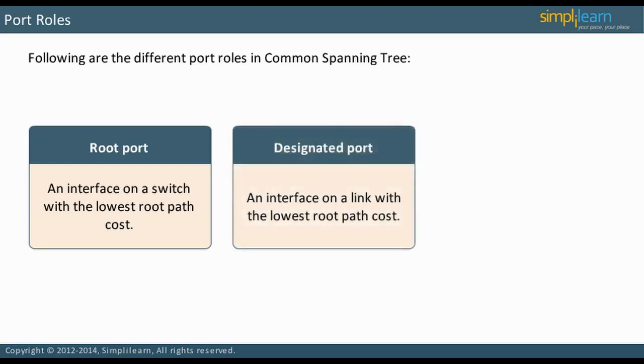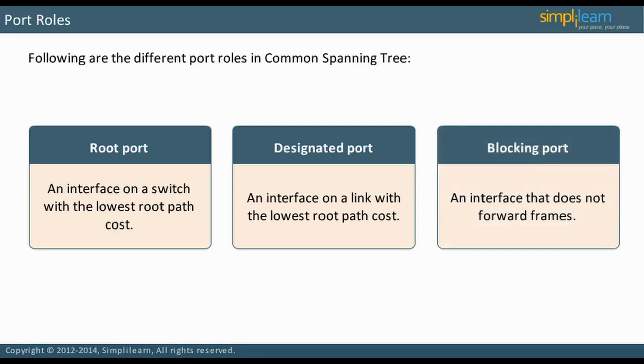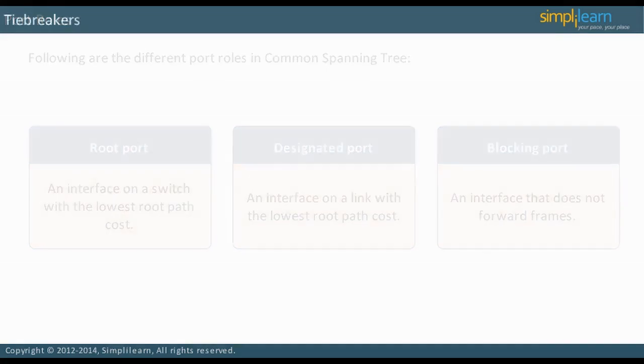A designated port is the interface on a link with the lowest root path cost. Now, the whole switch is not considered here, but the link. That is, the connection between an interface on one switch and an interface on another. The last port role is blocking. A blocking port does not forward frames. Let us discuss tiebreakers in the next slide.